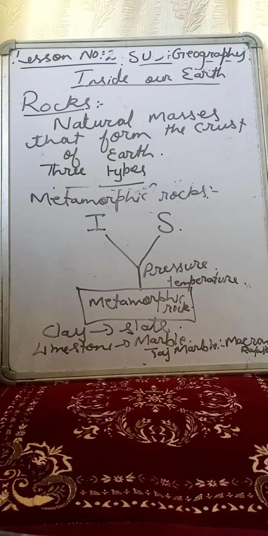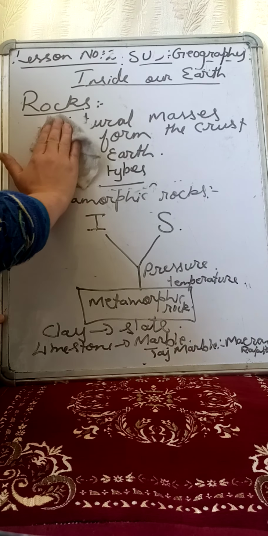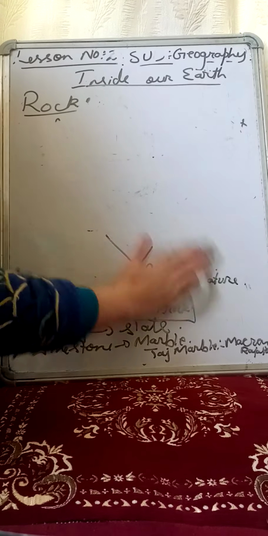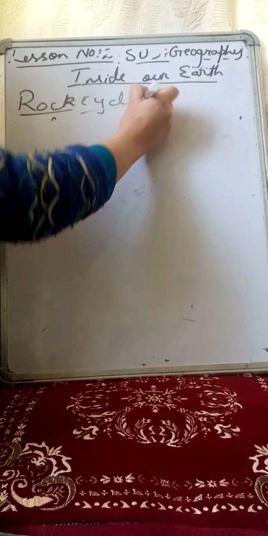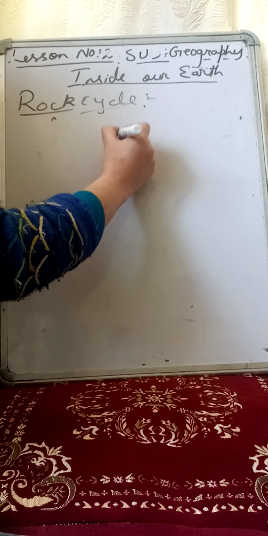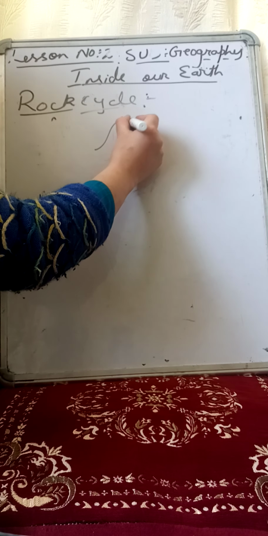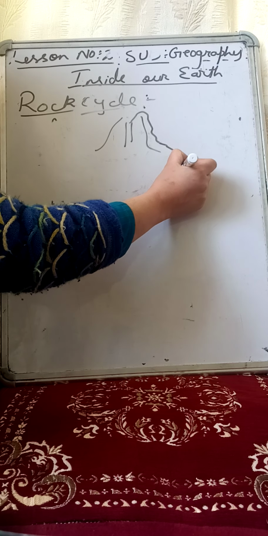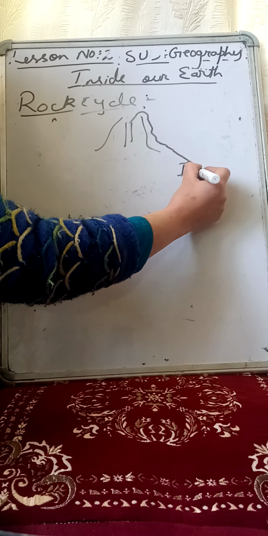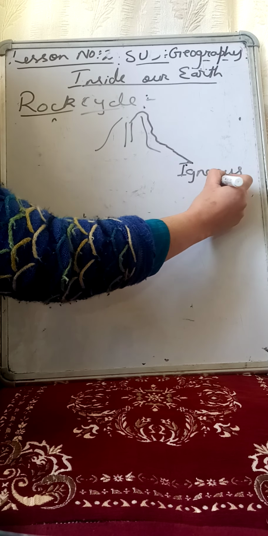Okay, got it? Now let's come to another thing, that's the rock cycle. Basically, nature keeps on putting these rocks in a cycle. First of all, I will tell you how. First, we have a volcano. Out of the volcano comes hot magma. This magma cools down, and what is the formation? Igneous rocks are formed. Right?